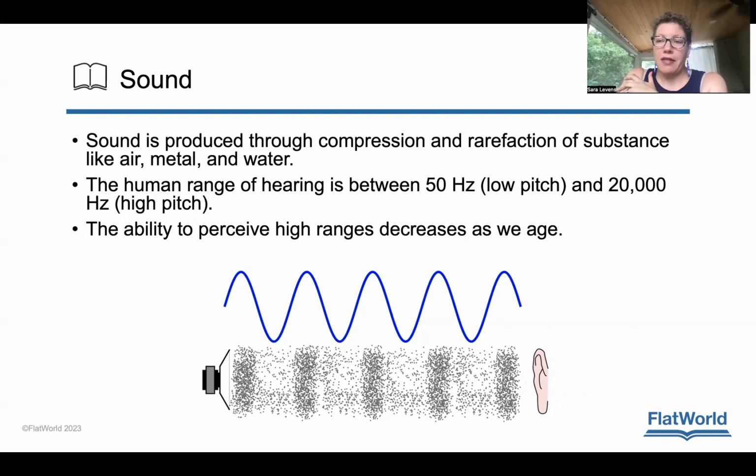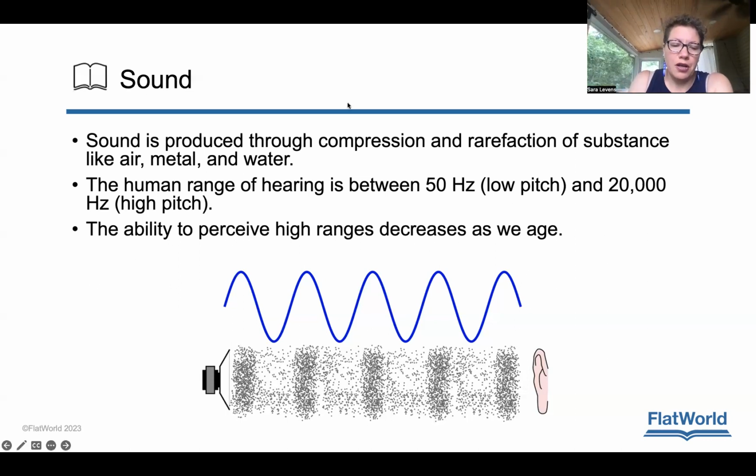Looking at the sound wave, sound is produced through compression and rarefaction of substances like air, metal, and water. The human range of hearing is between 50 hertz, which is a low pitch, and 2000 hertz, which is a high pitch. And again, that's a relatively restricted range of hearing in terms of the broader spectrum of frequencies. The ability to perceive high ranges decreases as we age. I'm going to be looking forward to that, I think.